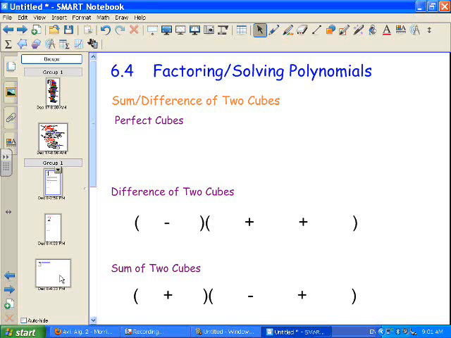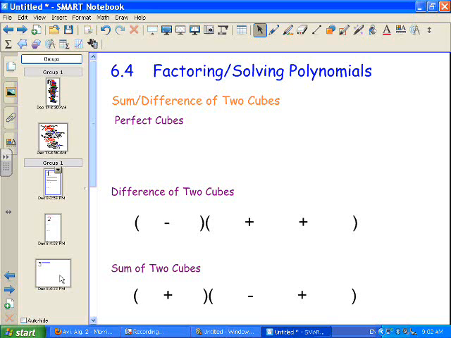All right, now, factoring and solving polynomials. There are 3 different kinds of these that are special, so you need to recognize them as being a little bit special. The first one is the sum and the difference of 2 cubes. You guys are pretty good at recognizing perfect squares now, because you've seen them a lot, but we haven't really dealt with perfect cubes very much. So we should talk about what that is, first of all.